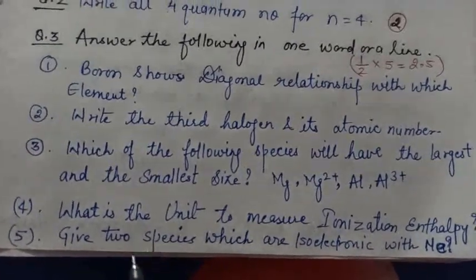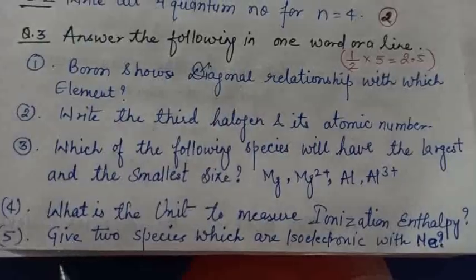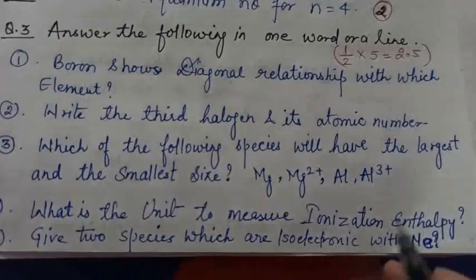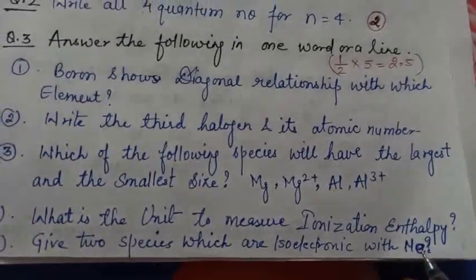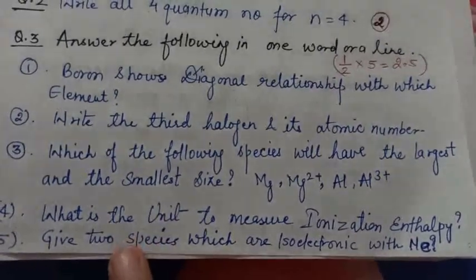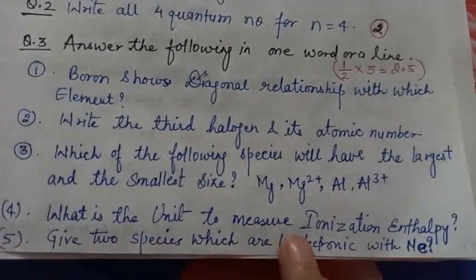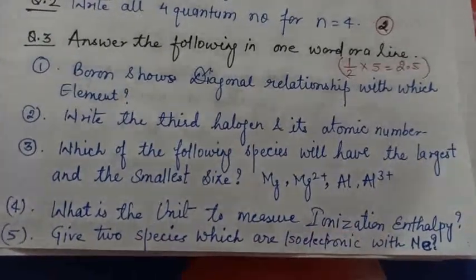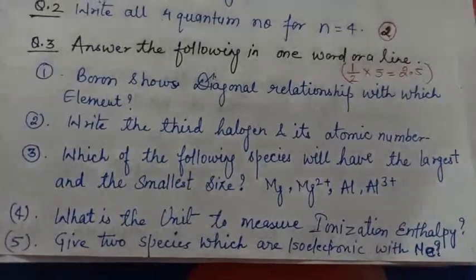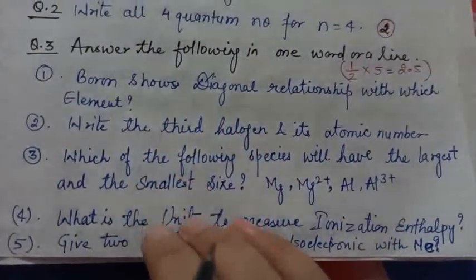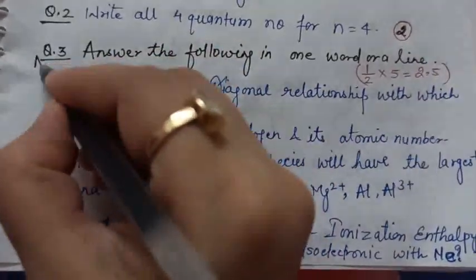I repeat the instruction which I have given. You have to write 2 species which are isoelectronic with neon, but out of these 2 species, one should be cationic species which is isoelectronic with neon and one should be anionic species, means one with positive charge, one with negative charge. So maximum part of instruction is there in question number 3.